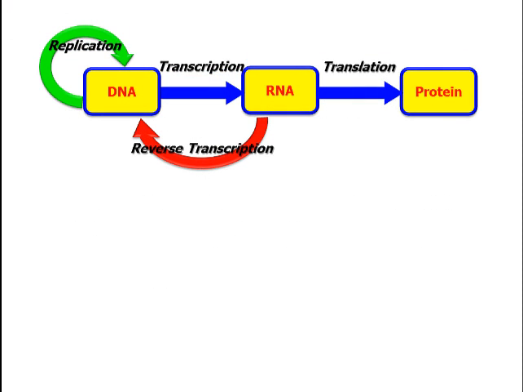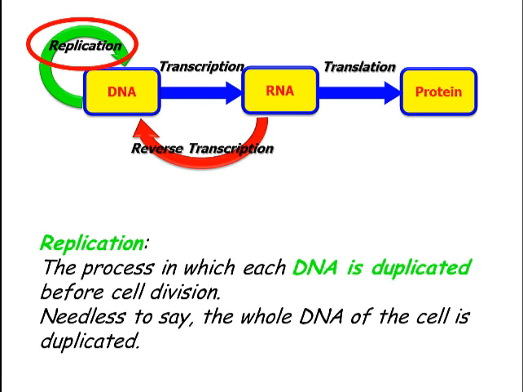Here we have again some terms that we should be mastering. As a matter of fact, a whole chapter is dedicated to some of them. First of all, DNA replication. DNA replication is the process in which each DNA molecule is duplicated before cell division. Needless to say, the whole DNA of the cell is duplicated almost at the same time. In a couple of minutes, we will take a look at the cell cycle and we can have a better concept of this definition.